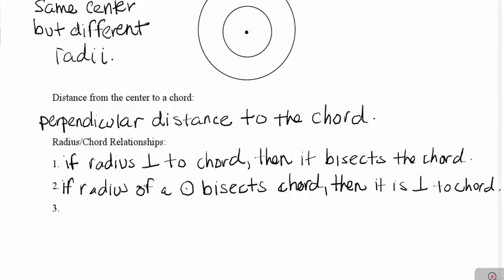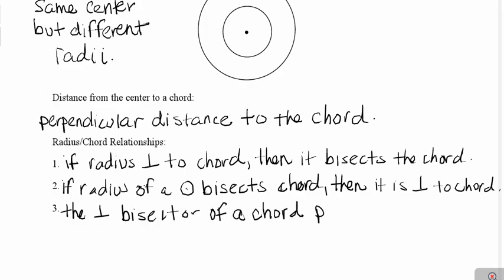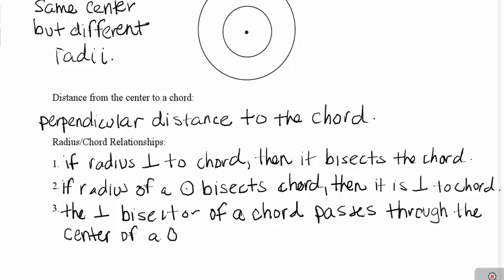And then finally, the last thing to keep in mind is that the perpendicular bisector of a chord always is going to pass through the center of a circle. So it passes through the center of the circle. So all 3 of these relationships kind of go together, and you're going to want to keep in mind throughout this chapter because you're going to see it used over and over again.